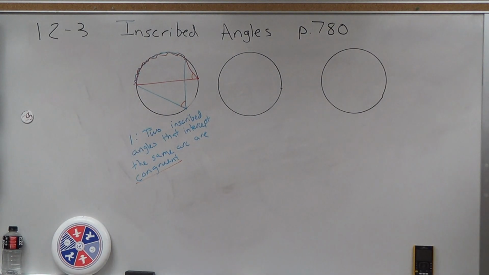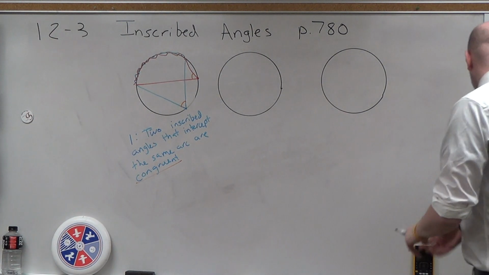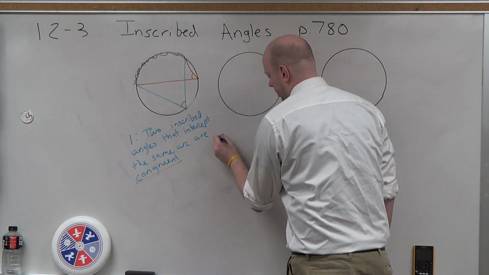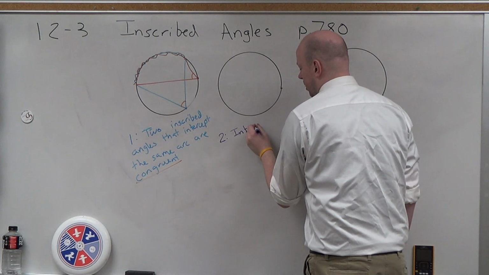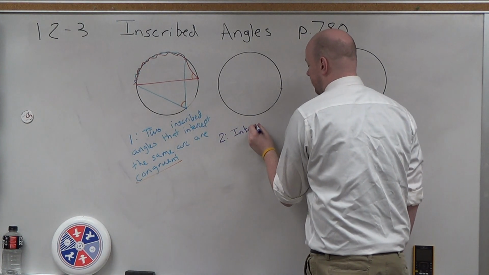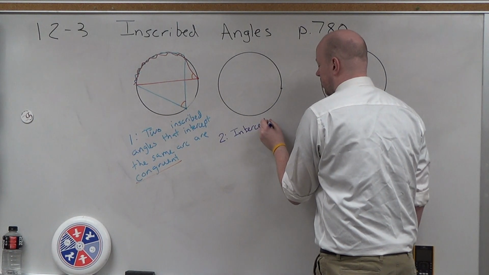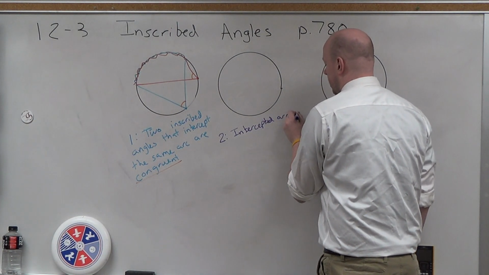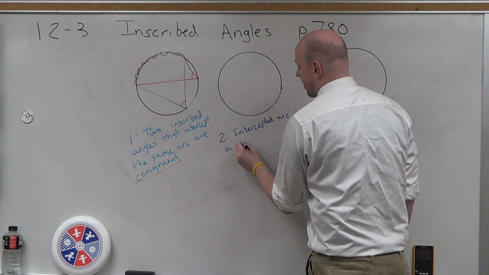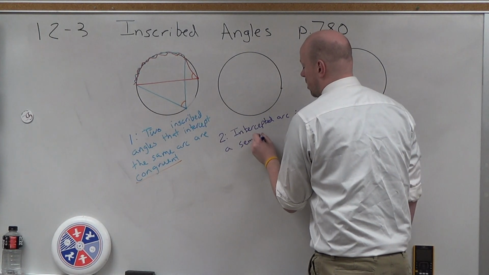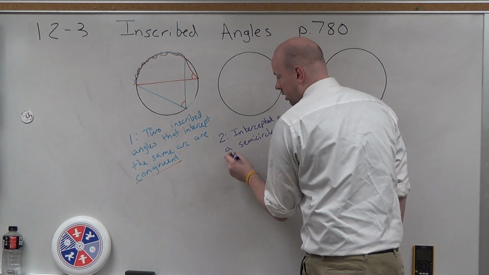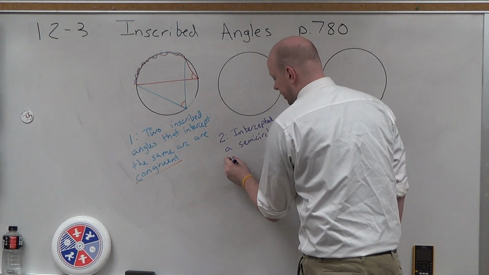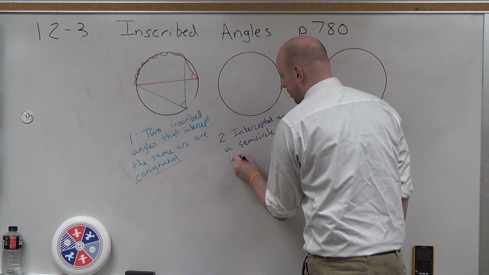Okay. Corollary 2 says that if the intercepted arc is a semicircle, the inscribed angle is a right angle.